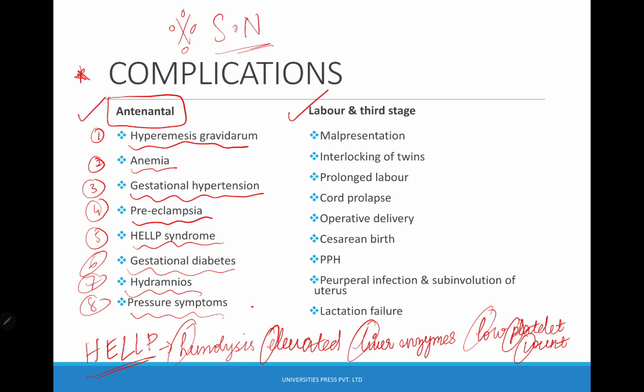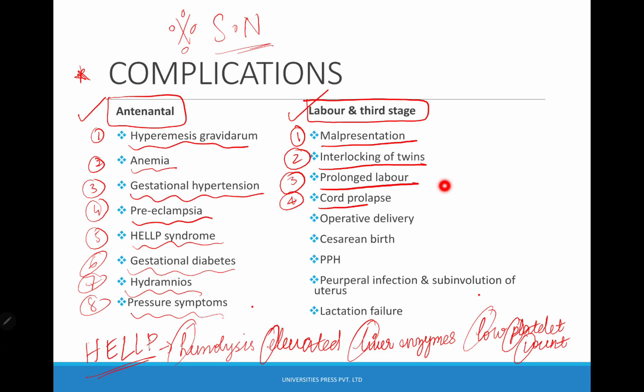Moving on to the labor and third stage complications. So what are the labor and third stage complications? The first one is malpresentation. Definitely there are two big babies, say one can be breech, one can be head, or it can be anything. So the first complication is malpresentation. The second complication is interlocking of twins. The twins can sometimes interlock with each other. The third one is prolonged labor. The labor duration is going to be prolonged.